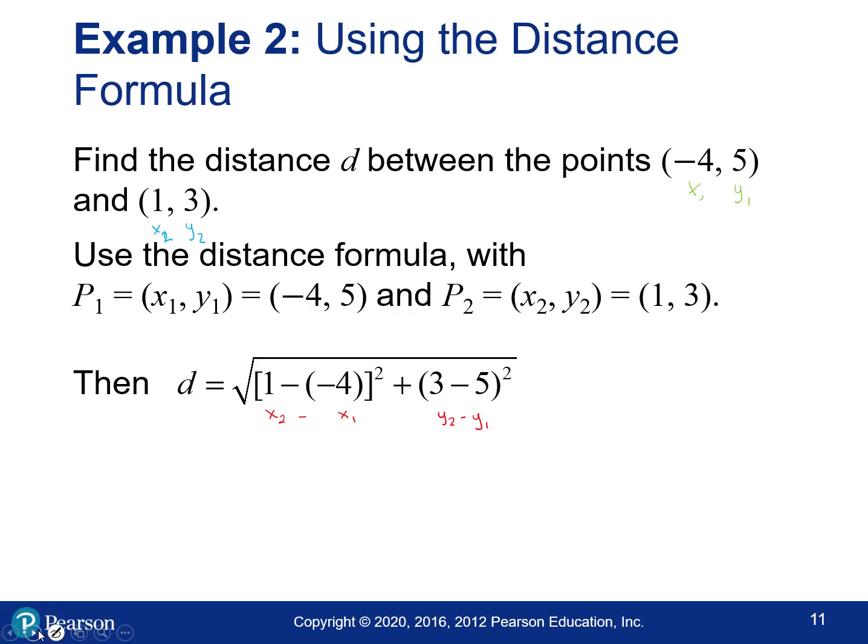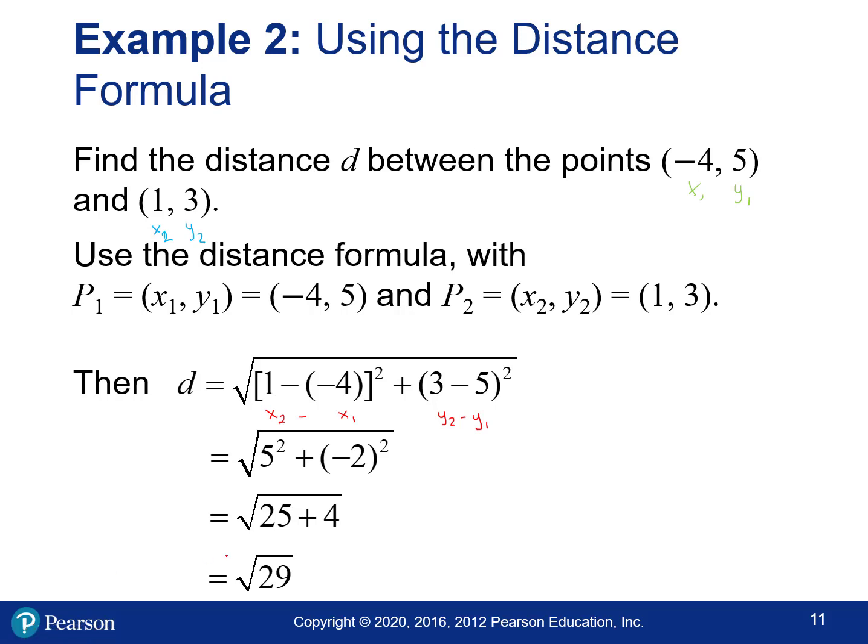So then we simplify, and we get 5 squared plus negative 2 squared. Make sure you're squaring that negative sign because it's in the parentheses. So negative 2 times negative 2 is positive 4. And then add that to 25. The answer, the distance, is exactly square root 29, but most people don't know what that number means.